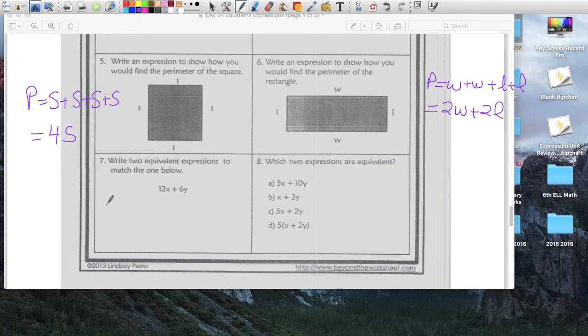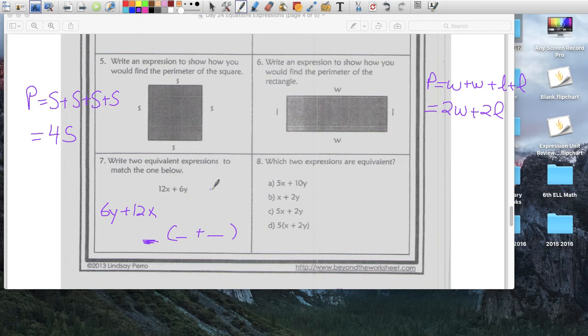Write 2 equivalent expressions to match the one below. We can use the commutative property again and switch it around. We can also use factoring out. We can find something that was multiplied by each of the terms inside to give you 12x and 6y. Let's find something in common that the 12x and 6y share.